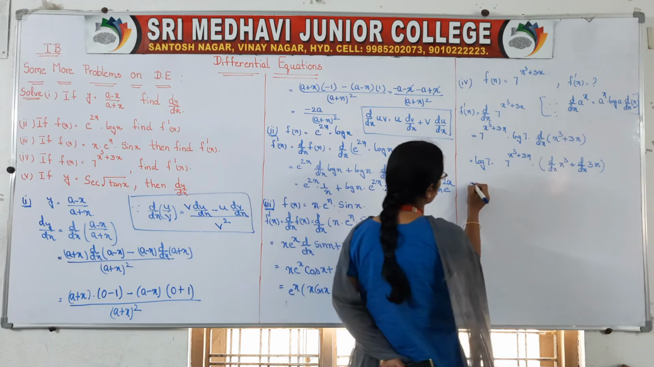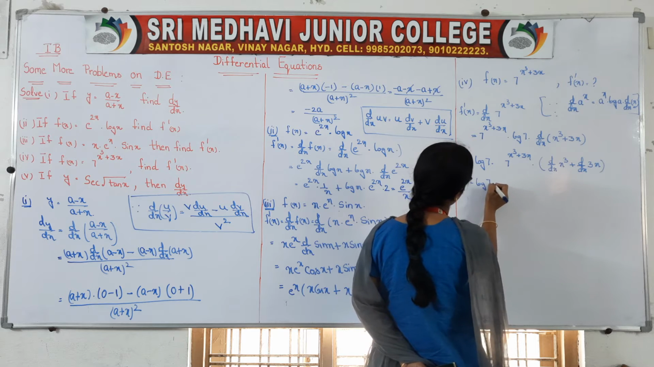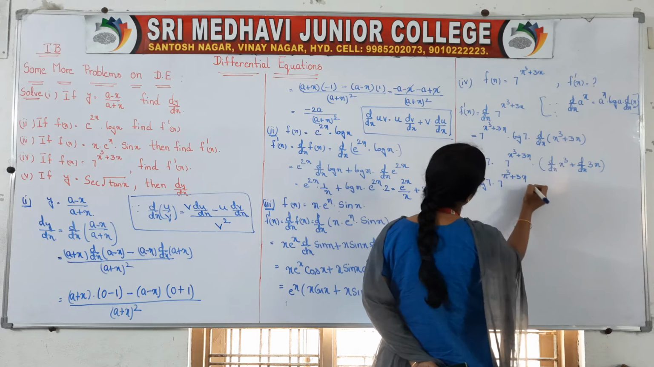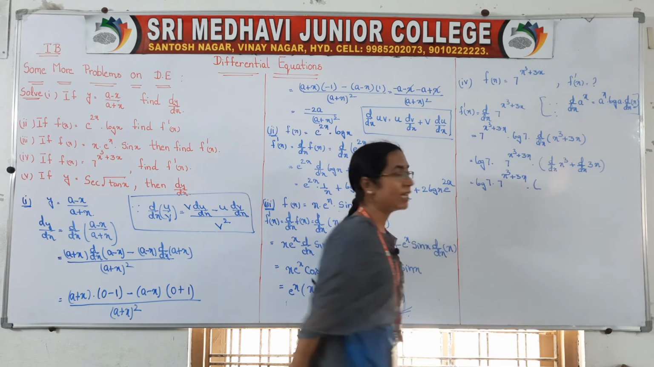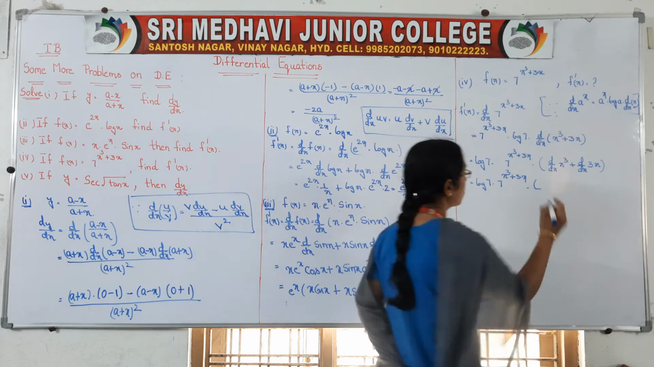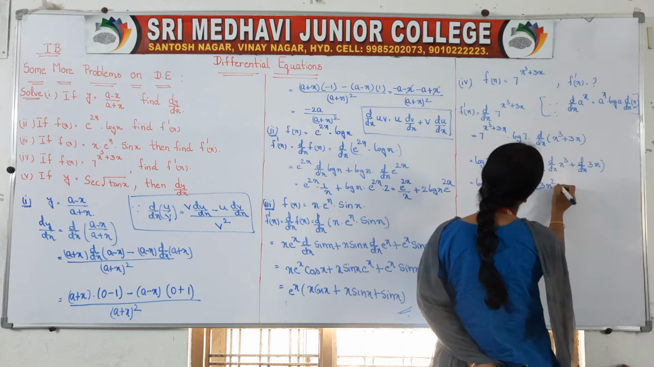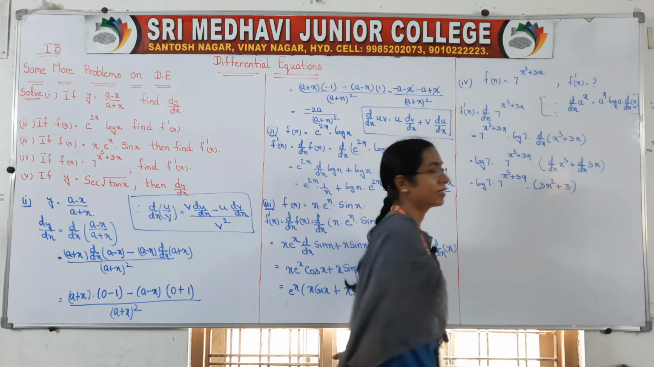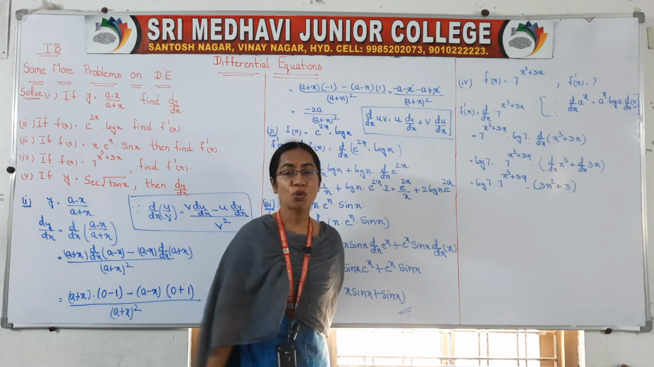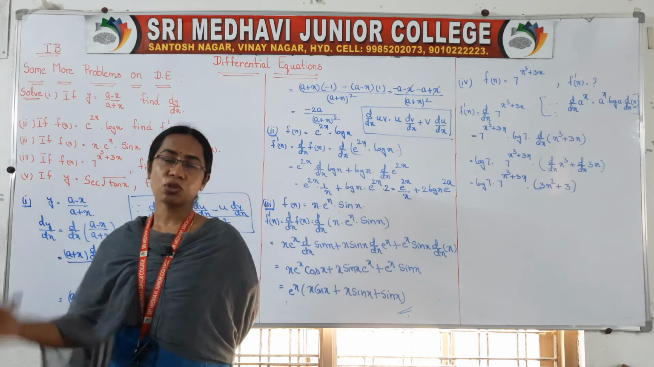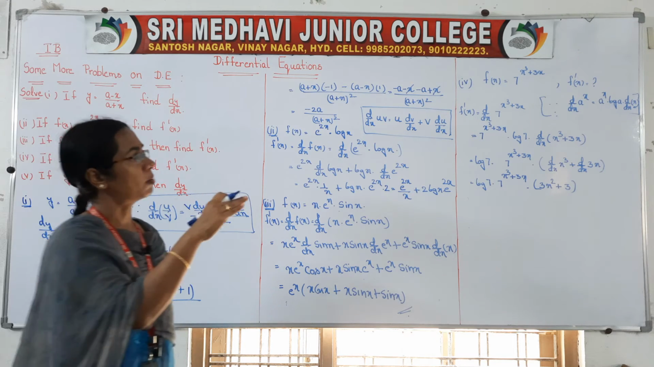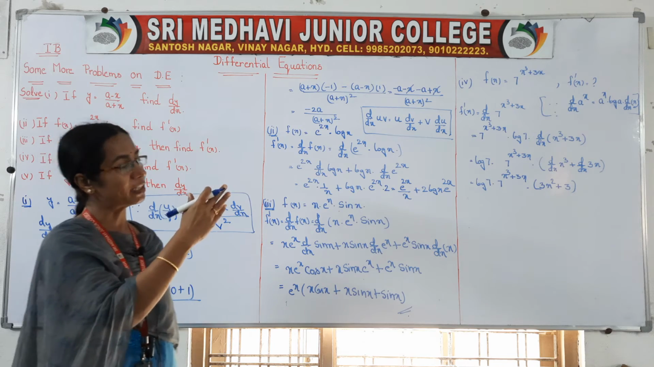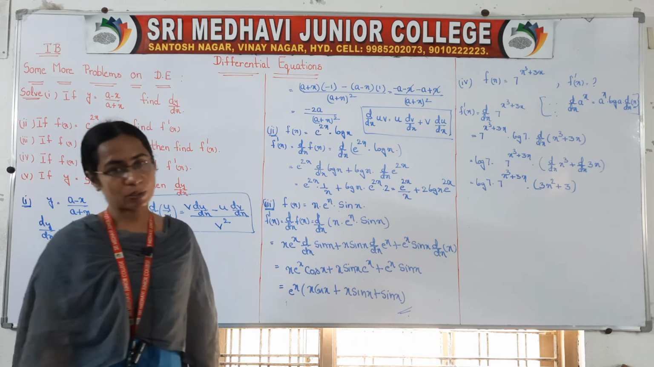So it is equal to log 7 into 7 to the power of x cube plus 3x into, right, d by dx of x cube is 3x square plus d by dx of 3 into x is 3. That is your fourth question answer. So purely all these problems are based on some standard formulas. If you are perfect with the formulas, you can answer all the questions.